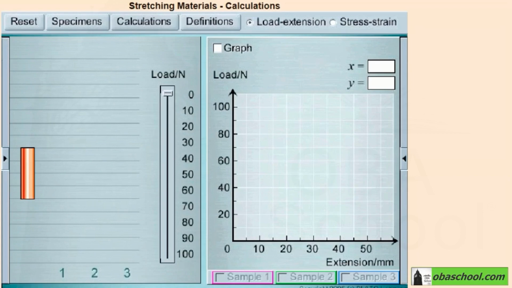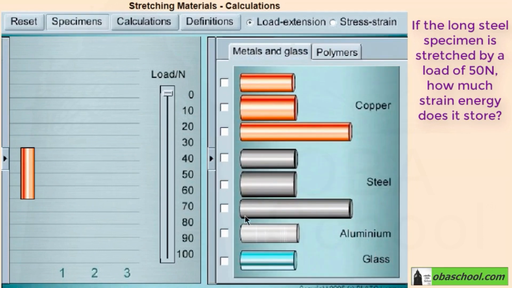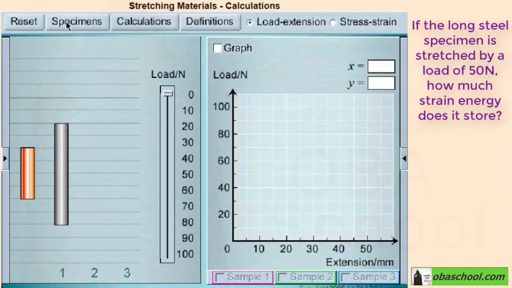Now we're going to use the screen to go over the following scenarios to answer the questions. The first question is, if the long steel specimen is stretched by a load of 15 newtons, how much strain energy does it store? So first, we're going to select the long steel specimen and stretch it by a load of 15 newtons. And we're going to plot the graph in order to find the strain.